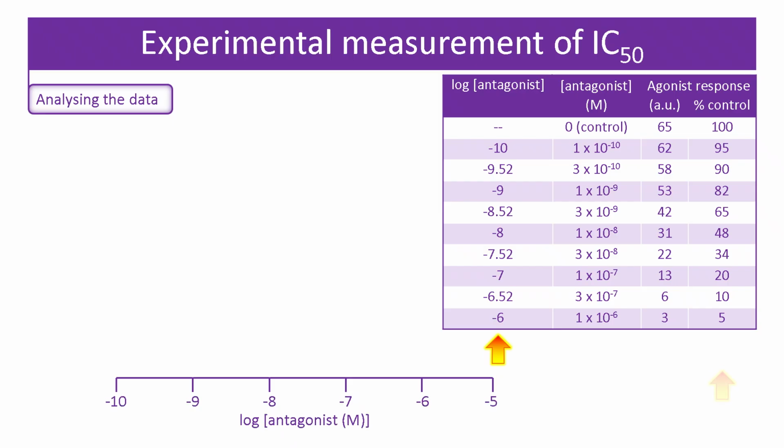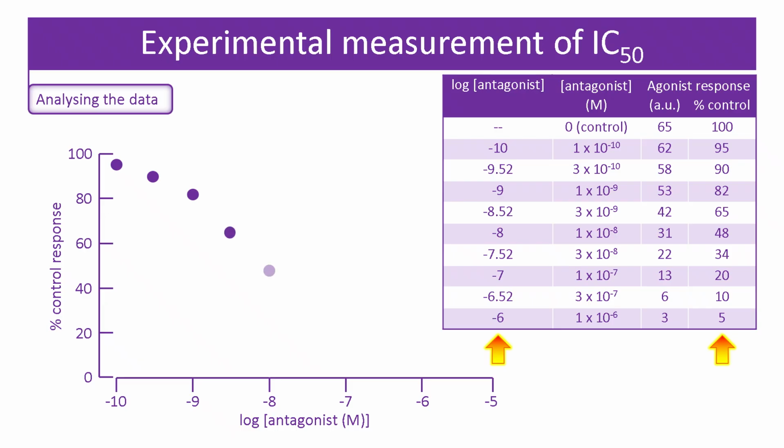The percentage response relative to control is used for the y-axis. Each pair of values is then plotted, showing how the response changes as concentration increases. Straight lines can be drawn between the points to visualize the trend. At this stage, a smooth curve could be fitted to the data, but that requires an assumption about the underlying relationship, which we will not consider here.